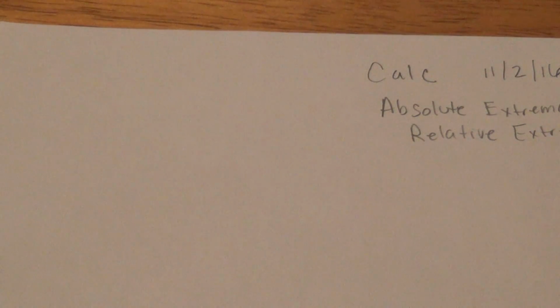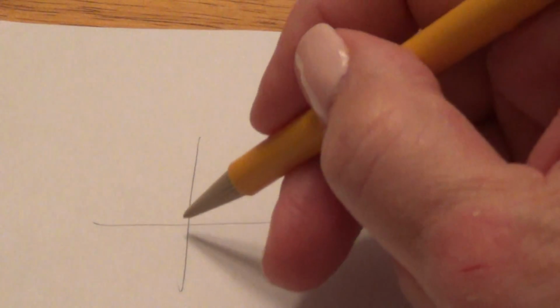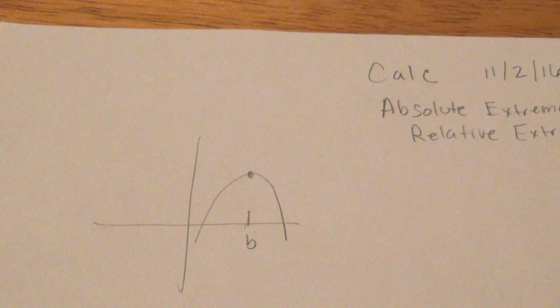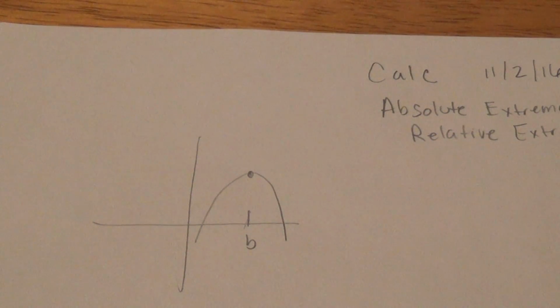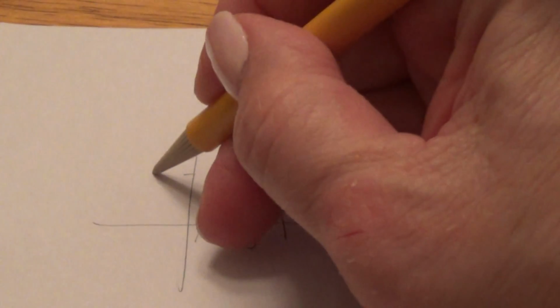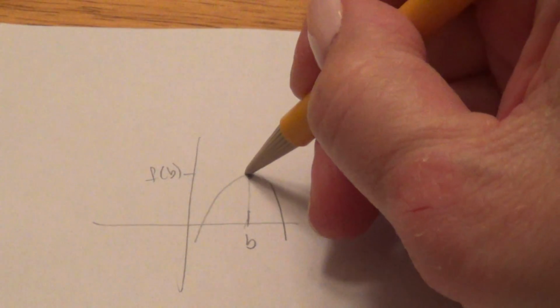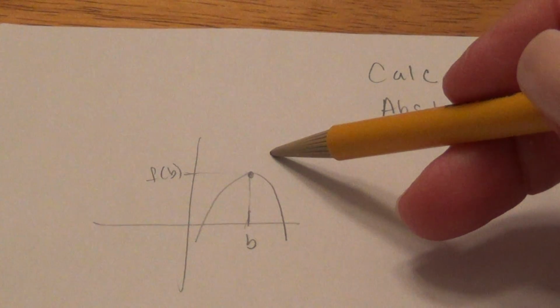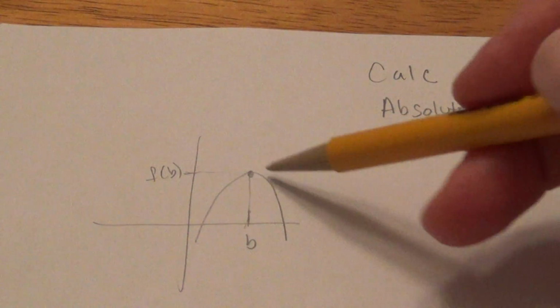So it works like this. If a function has an absolute maximum, say there's a maximum at x equals b, there's a maximum value. So if a function has an absolute maximum at x equals b, then f of b is where we went up and hit the function and read the value of the function at that point. Then if this is the absolute maximum, f of b is the largest value that f can obtain.